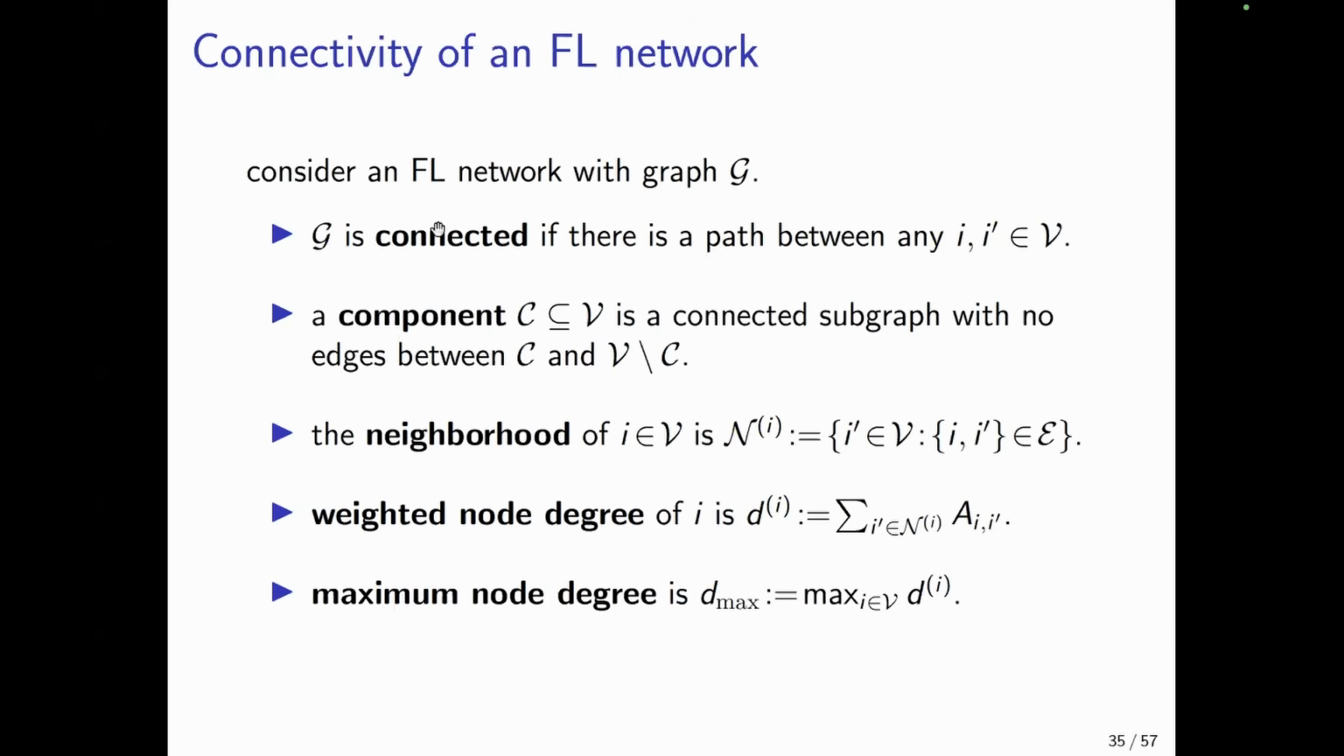But regarding the graph itself, we call it connected if there is a path between any two nodes. A component is a connected subgraph where there are no edges between those two. Then we will use the notion of a neighborhood of a node, which is all the nodes that are connected to it. And sometimes we use the weighted node degree, which tells what's the total strength of the outgoing links of a node. So we add the edge weights. This is different from the plain node degree, which just counts the number of neighbors. We also take into account the edge weight here. So that's why it's called weighted node degree. And then the maximum node degree is, as the name suggests, the maximum over all weighted node degrees in the federated learning network.